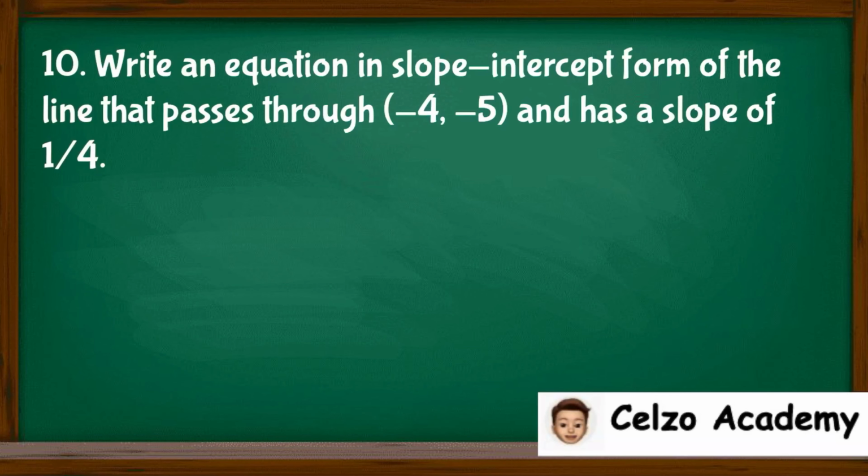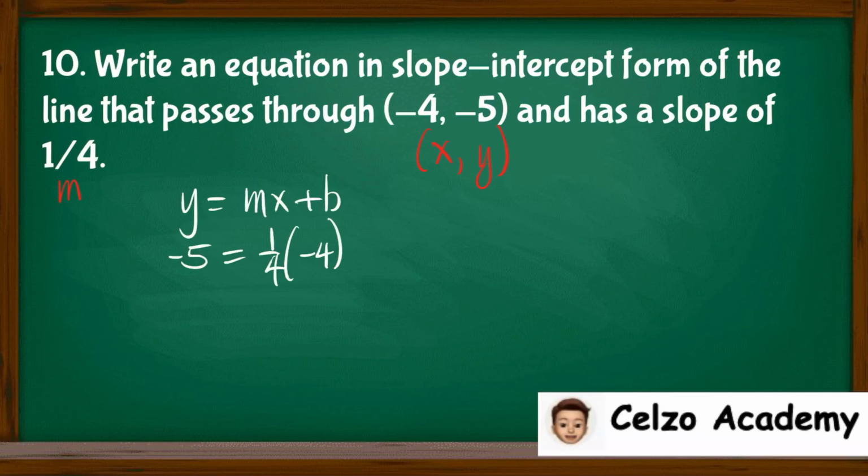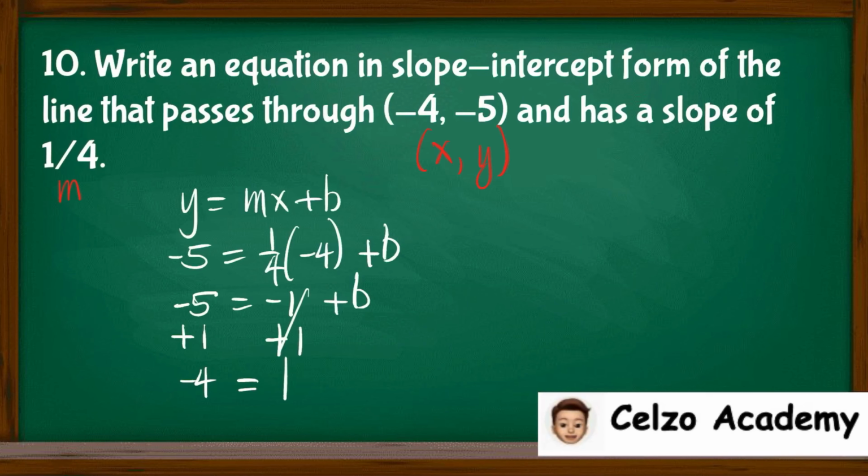Question number 10. Negative 4, negative 5 is our given point xy, and 1/4 is the slope. So now using y equals mx plus b, we will substitute the y value negative 5, m is 1/4, x value is negative 4, so we can solve for the b value. Simplifying this, we have negative 5 is equal to 1/4 times negative 4 is negative 1, then we have plus b. Now we can do the inverse of minus 1, which is plus 1. And adding 1 to both sides, we have negative 5 plus 1 is negative 4. Negative 1 plus 1 is 0. And that is the b value.